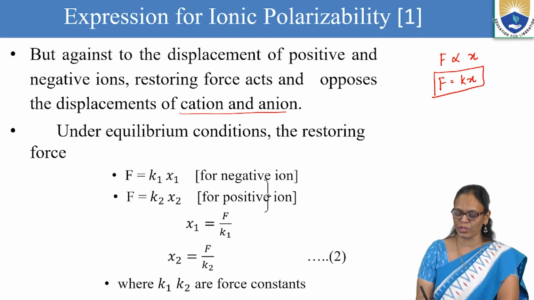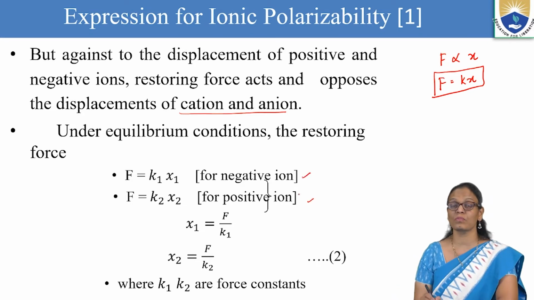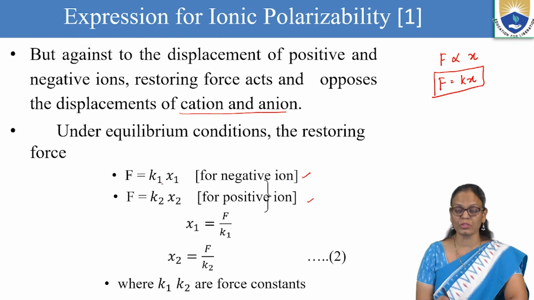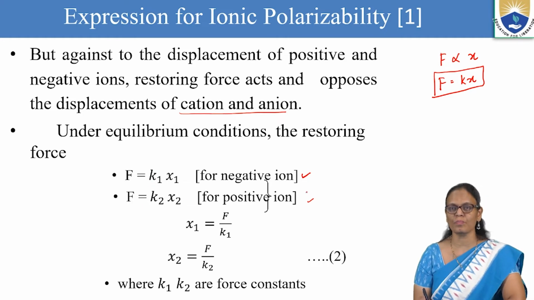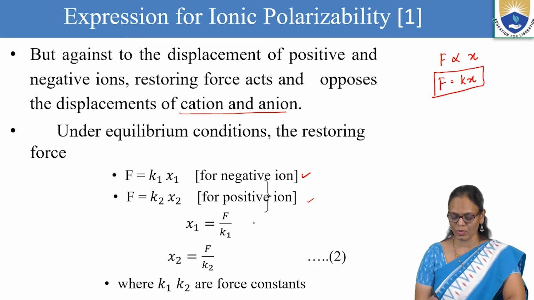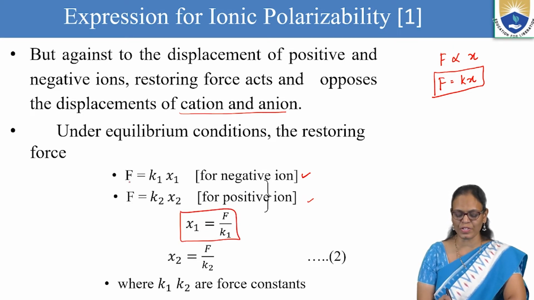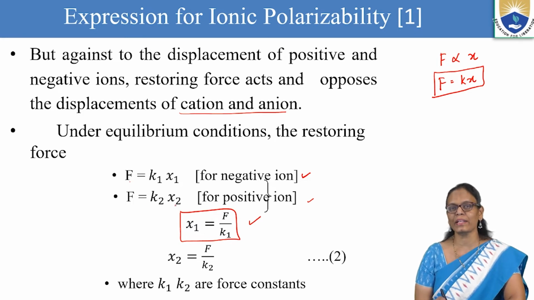Now, we are going to write the forces for the negative ion and the positive ion. F is equal to K1x1 for the negative ion because we have taken it to be displaced by a distance x1 and the constant here is K1, and F is equal to K2x2 for the positive one. So, we can write x1 is equal to F upon K1, because F is equal to K1x1. And x2 is equal to F upon K2, because F is equal to K2x2.